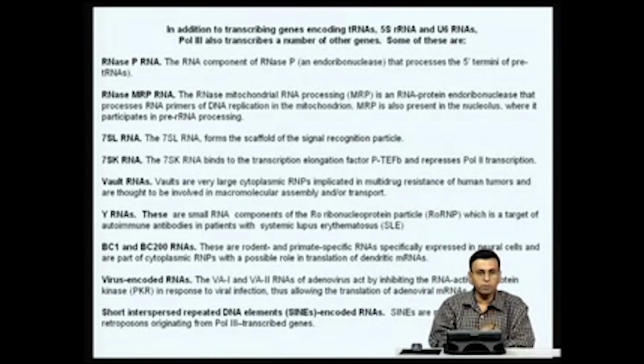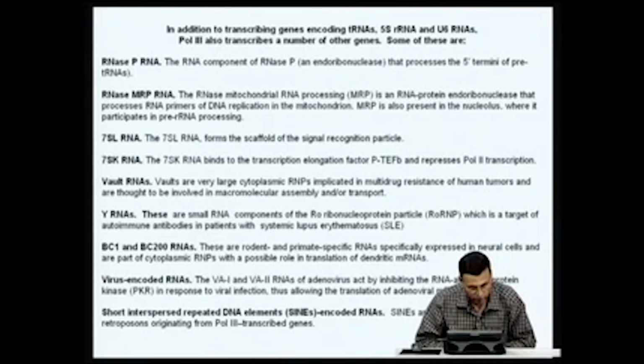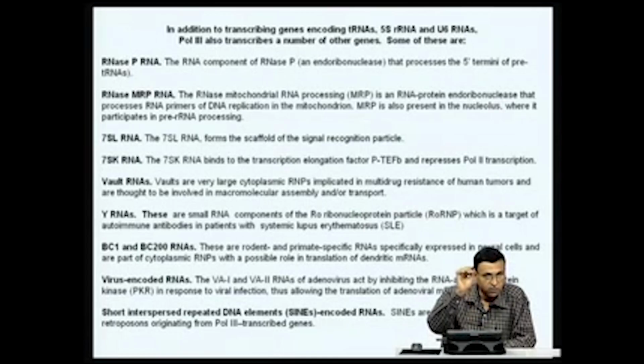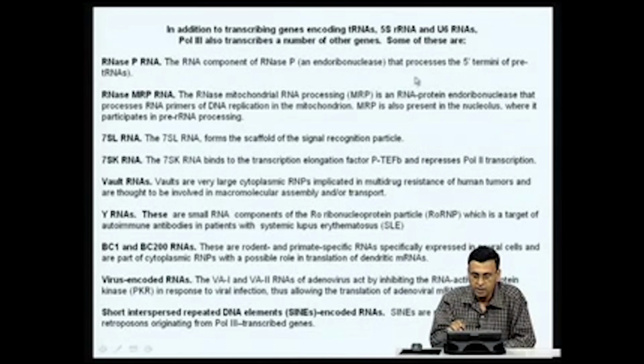So, let us spend maybe a few minutes to understand what these various RNA molecules are, what their biological functions are, and why these RNAs are also being synthesized by RNA polymerase III. For example, in addition to the tRNAs, the 5S ribosomal RNA and the U6 snRNA, it also makes all these RNAs. RNase P is an endoribonuclease that processes the 5' terminal of the pre-tRNAs. RNase P is a ribonucleoprotein, and the RNA component of this ribonucleoprotein, which is required for tRNA processing, is actually synthesized by RNA polymerase III.